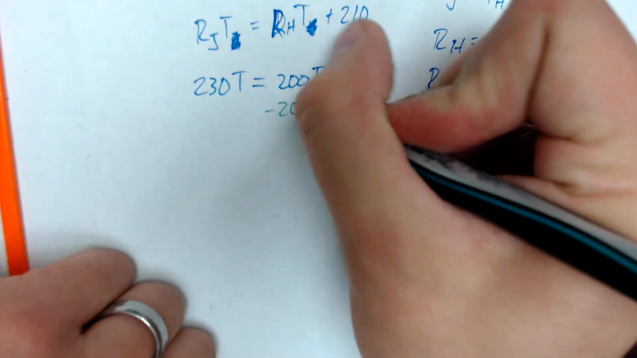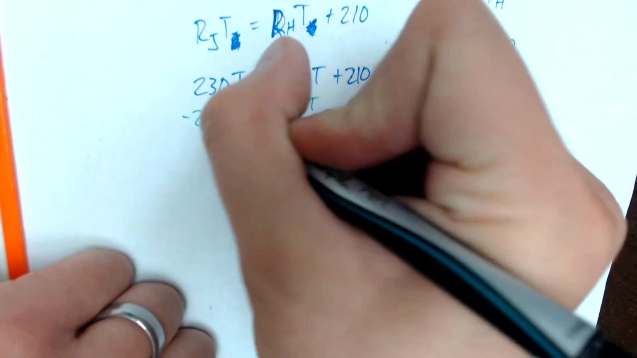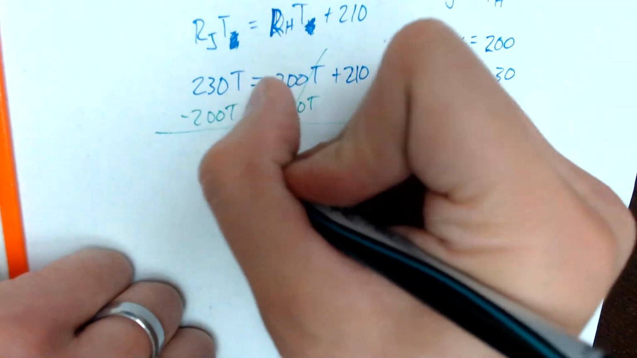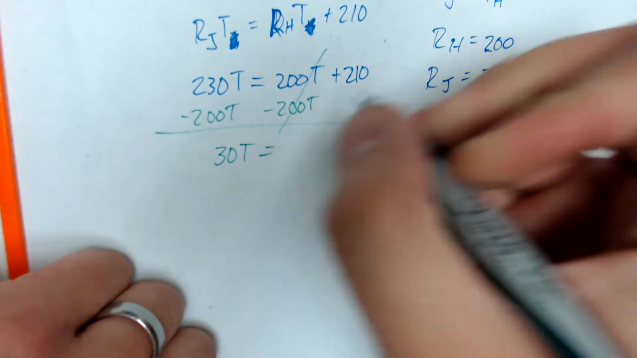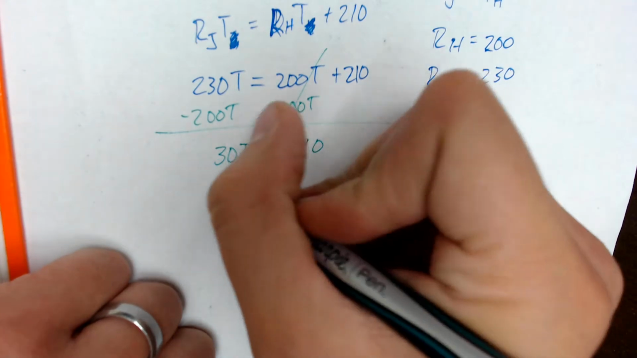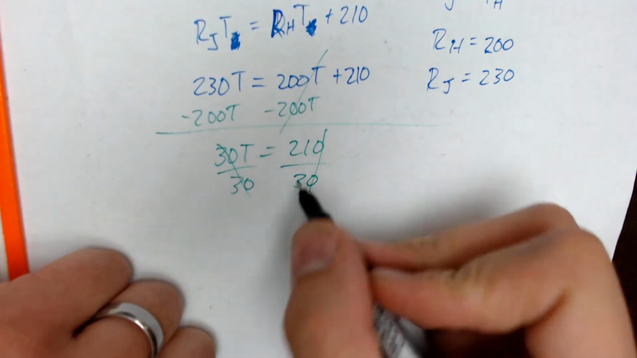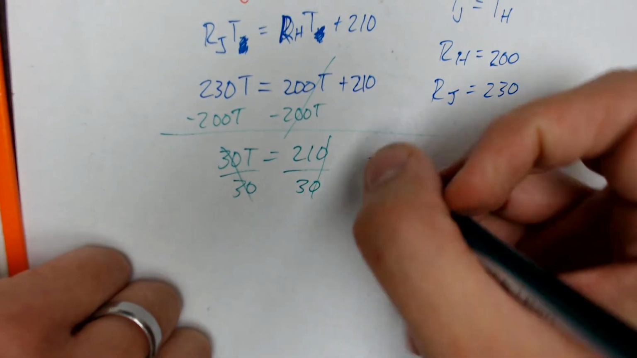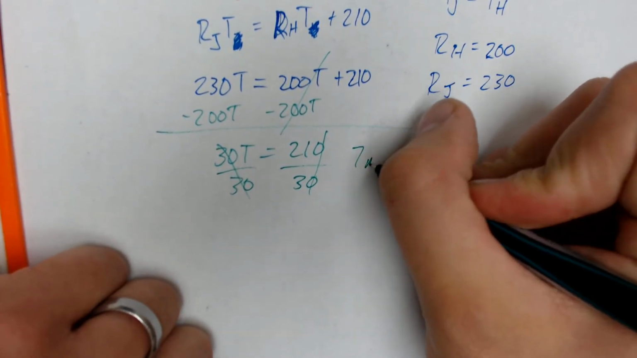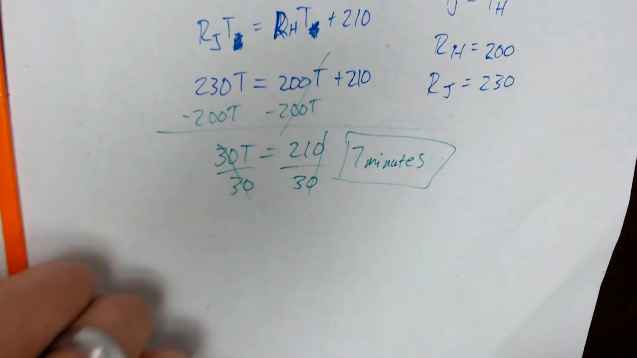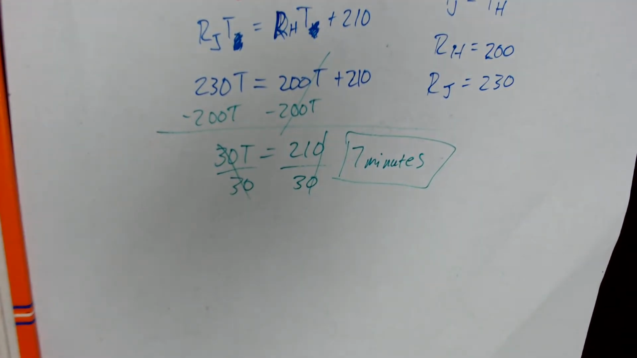We'll subtract 200t from each side. That's going to cancel. This will leave us with 30t is going to equal 210. Divide each side by 30. Can cancel the zeros, and 3 goes into 21 7 times. So 7 minutes is going to be our answer, because we want to know how many minutes it's going to take her to lap him.